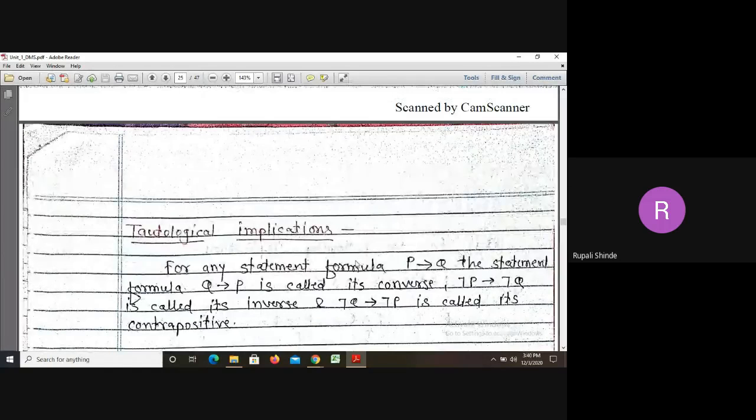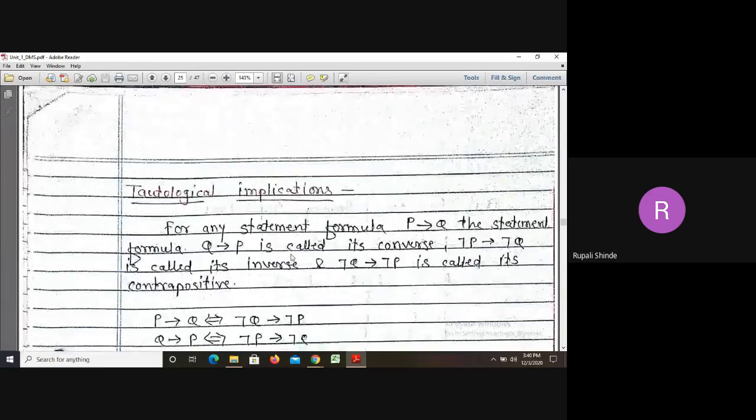Now, next point is tautological implications. Before that, we have to see some terminologies. For any statement formula P conditional Q, the statement formula Q conditional P is called its converse. Negation P conditional negation Q is called its inverse, and negation Q conditional negation P is called its contrapositive.